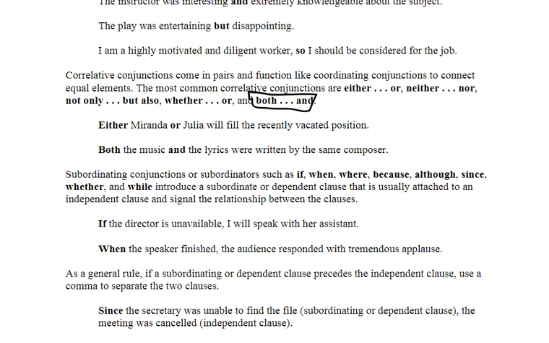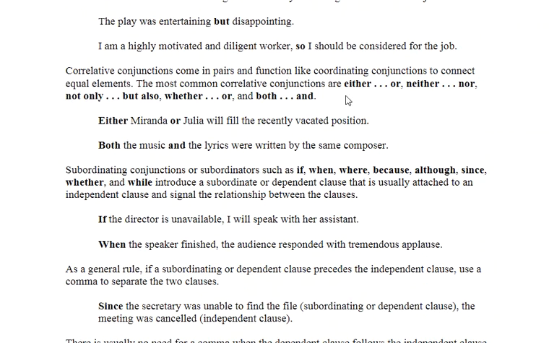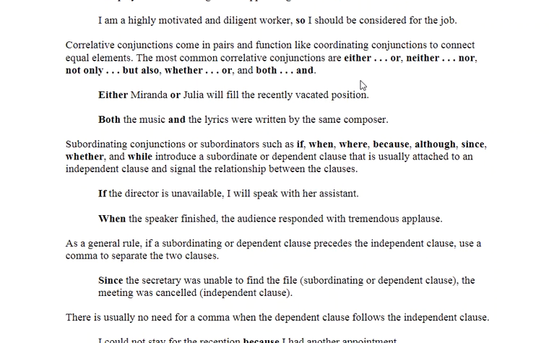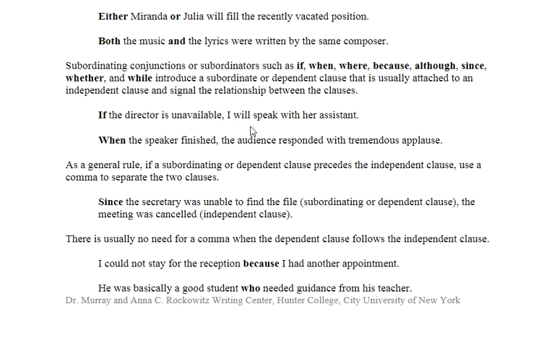Okay, that's it for coordinating and correlative conjunctions. Coordinating, fanboys; correlative, the compound conjunctions, a pair of words. The third type is subordinating conjunctions or subordinators, such as if, when, where, because, although, since, whether, and while. They introduce a subordinate or dependent clause that is usually attached to an independent clause and signal the relationship between the clauses. So they're mainly used in a complex sentence.